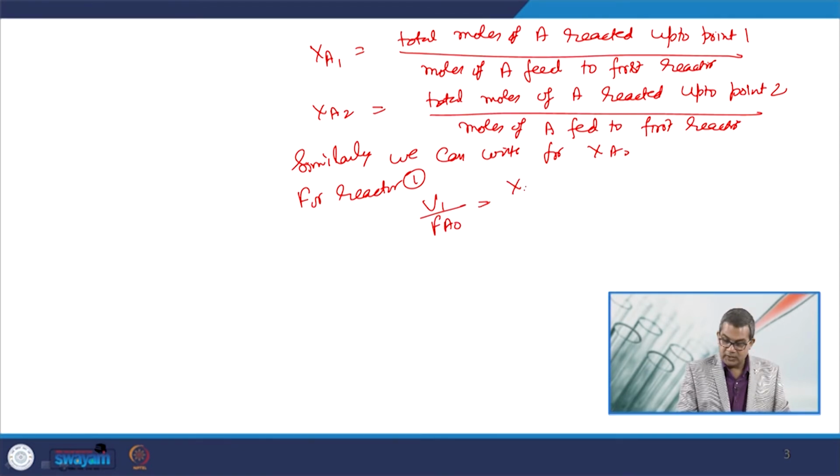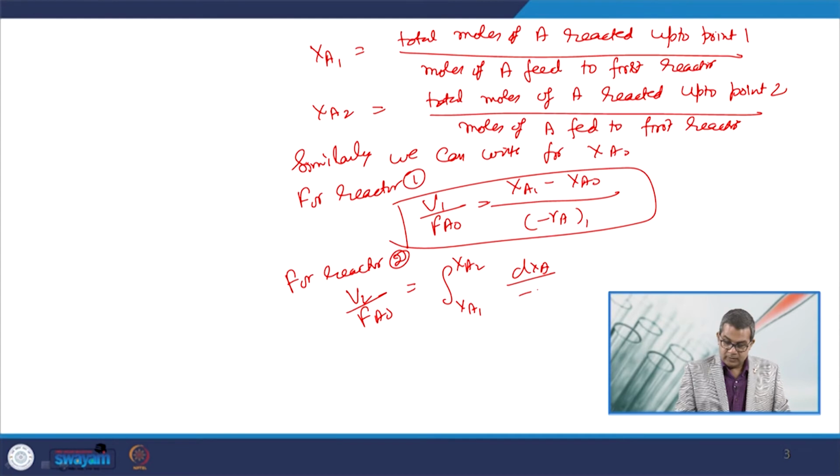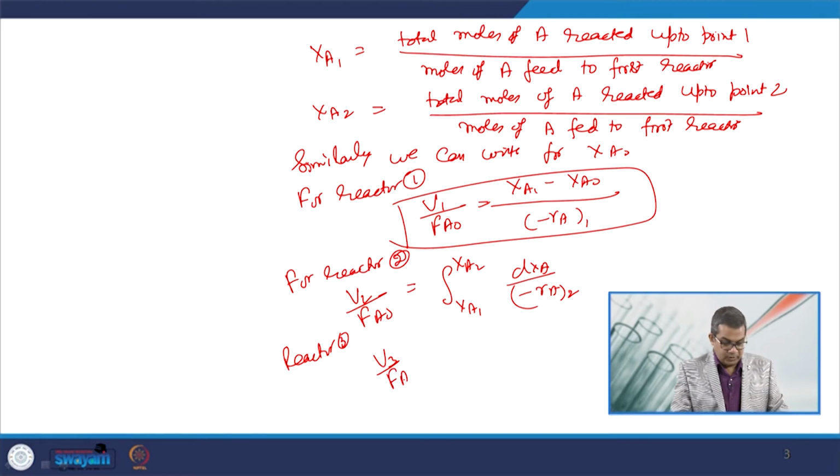Now for reactor 1, that may be represented as V1 upon F_A0 is equal to X_A1 minus X_A0 upon (minus r_A1). Similarly, for reactor 2, it can be represented as V2 upon F_A0 is equal to the integral from X_A1 to X_A2 of dX_A upon (minus r_A2). For reactor 3, it becomes V3 upon F_A0 is equal to X_A3 minus X_A2 upon (minus r_A3).